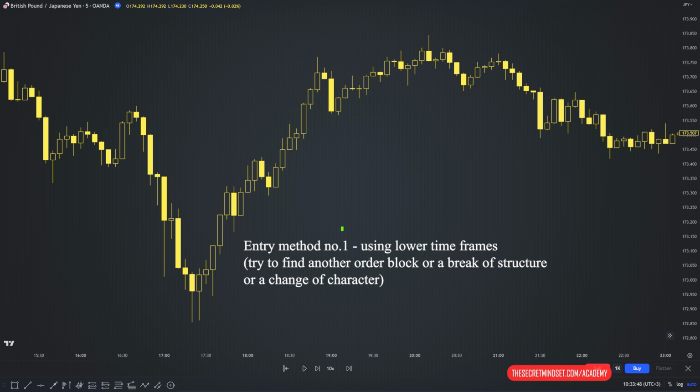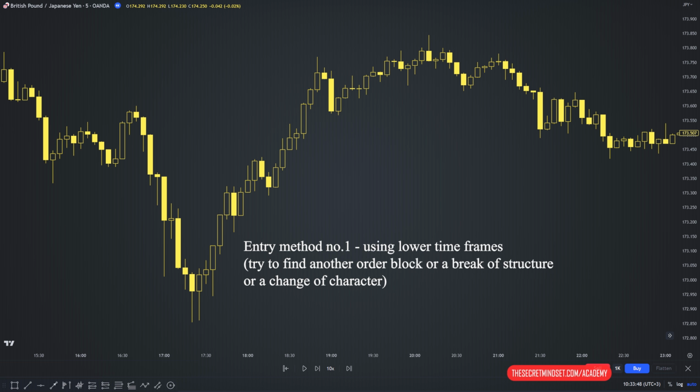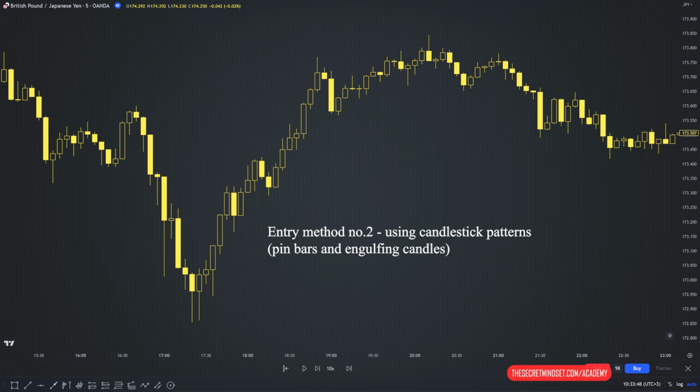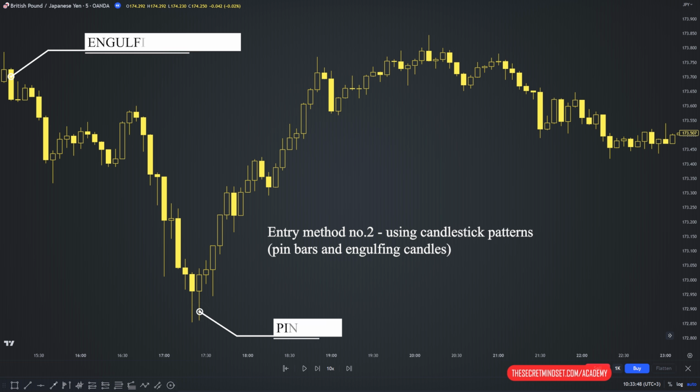One way is to navigate on lower timeframes and try to find another order block or a break of structure or a change of character, and this is a valid way to enter. Using candlestick patterns to enter is another method. I like to use pin bars and engulfing candles as my trigger for entering trades at order blocks.